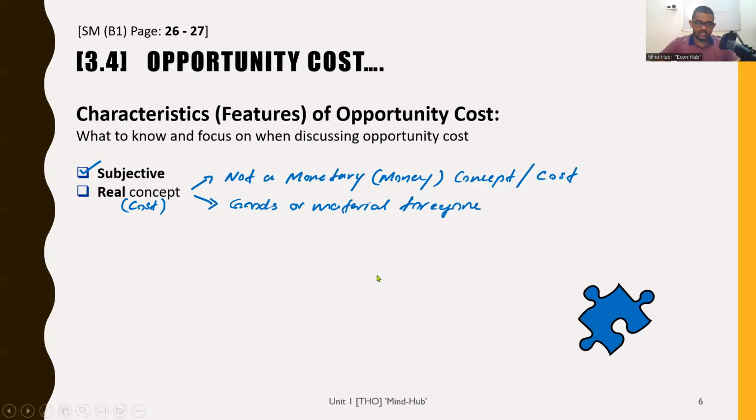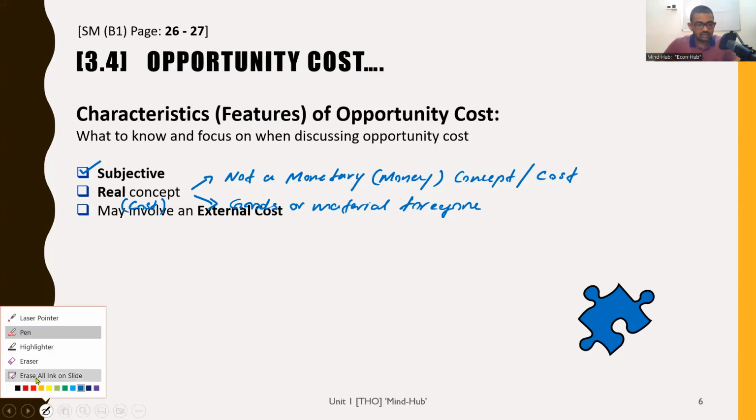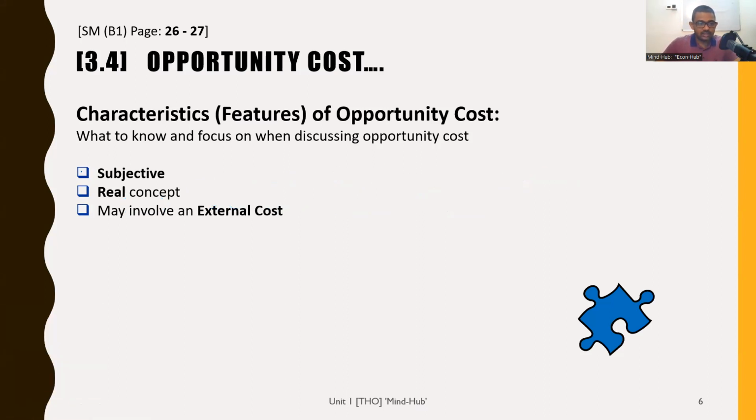Right. Next, we say opportunity cost may involve an external cost. No element of external cost can be there. Is this disturbing you guys? We'll remove this. Right. Subjective, real, external cost. Right. Now, just a quick explanation on this.